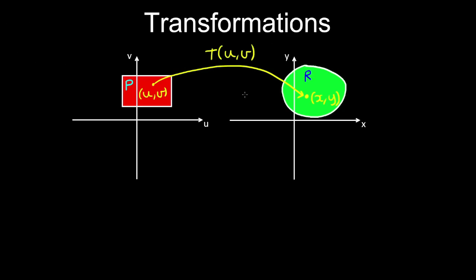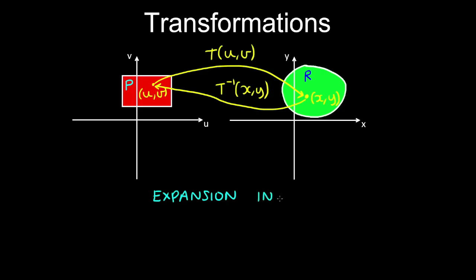And a one-to-one transformation means every point in P gets mapped to exactly one point in R. Therefore, we can apply an inverse transformation to get back the point in UV space. So an example of a one-to-one transformation is the expansion in the horizontal direction.